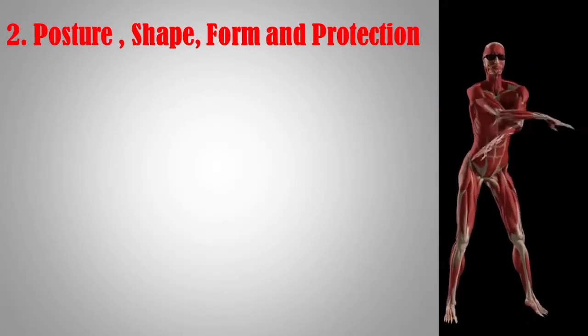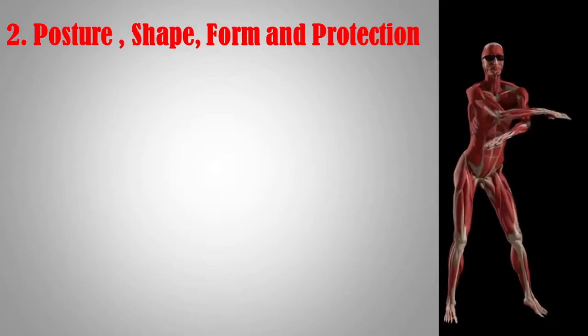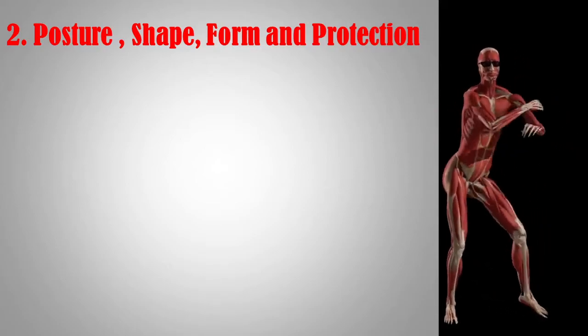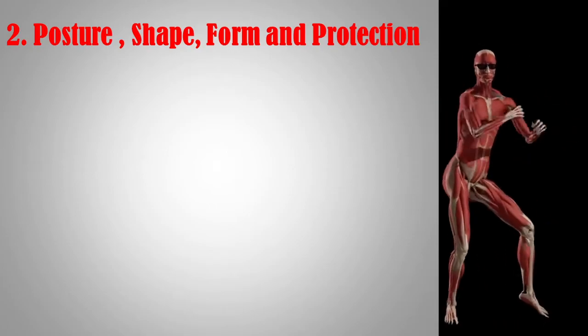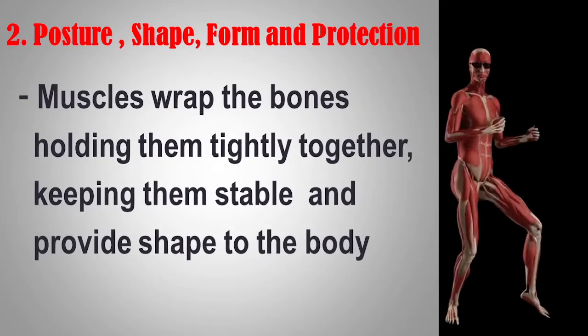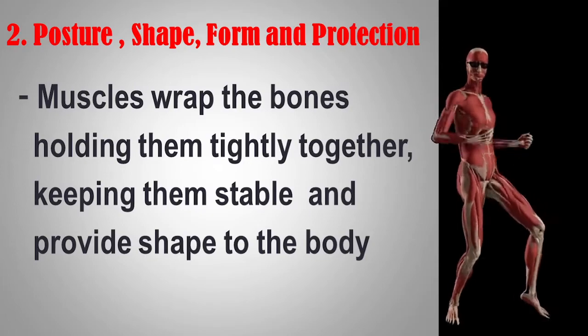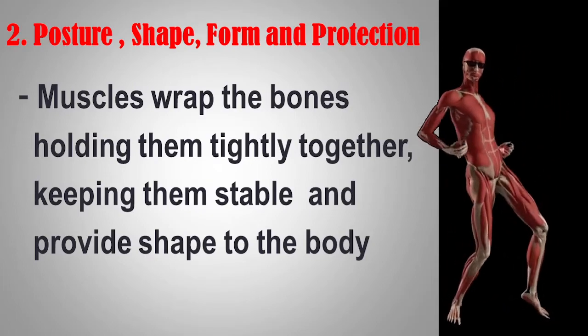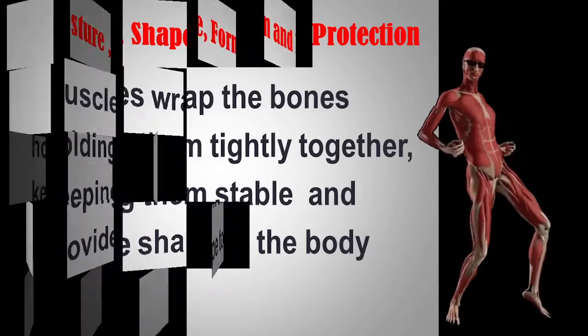Another, our muscle gives our body shape and form. It is important for posture. Aside from that, it also protects our bones and our internal organs. So muscles wrap the bones, holding them together, keeping them stable. And at the same time, it provides shape to the body.